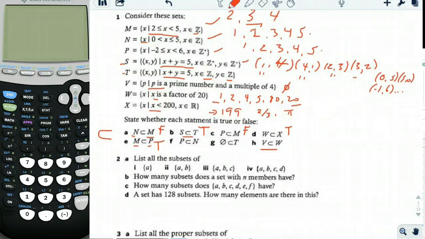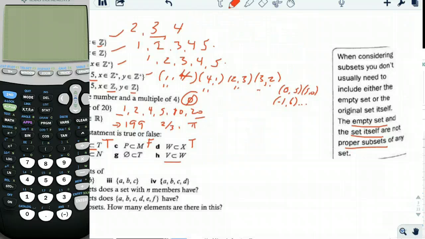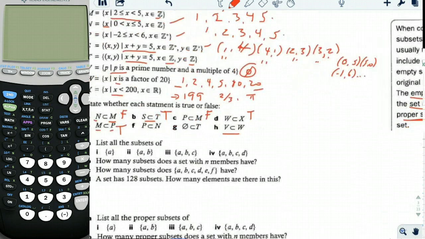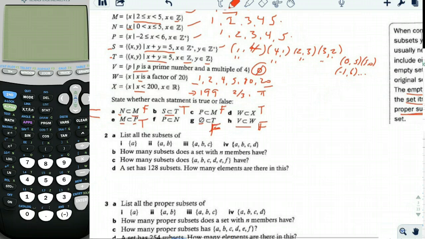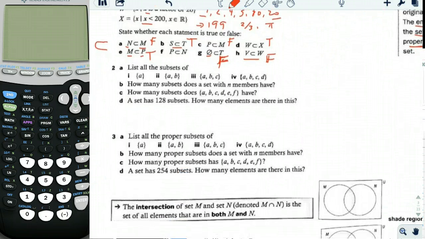Well, V is the empty set. And the empty set, remember, is not a proper subset of any set. So this is false. And this would also be false because, remember, the empty set is not a proper subset of any set. Okay. List all the subsets of these sets.